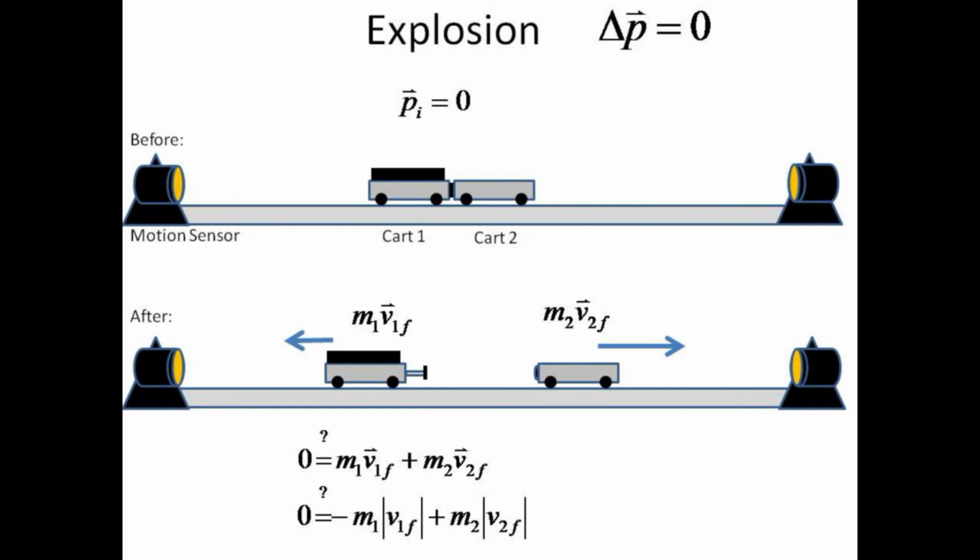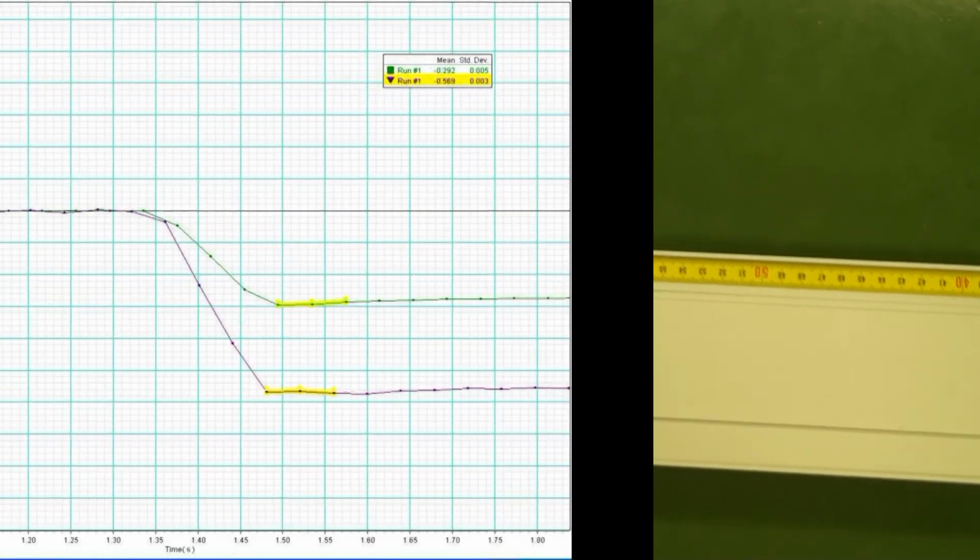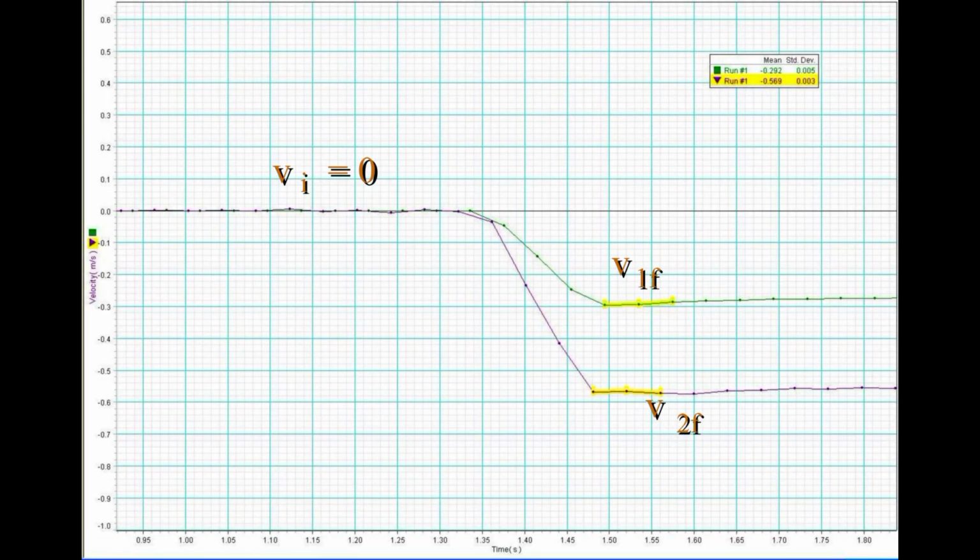The final experiment is an explosion of sorts. The two carts are at rest when a spring-loaded plunger is released, driving the two carts apart. Since the initial momentum is 0, the two carts leave the explosion with equal but opposite momenta. Once again, cart 2 will need the sign of its velocity changed to a positive value.